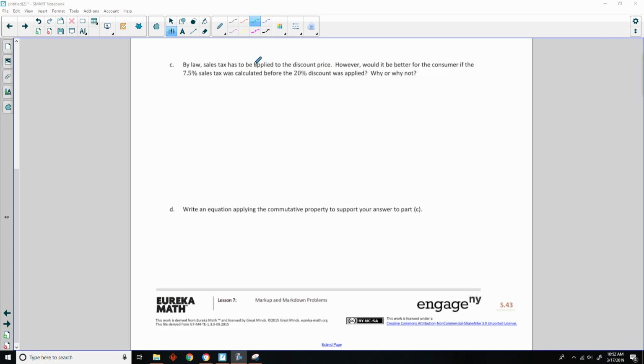Okay, part C says by law, sales tax has to be applied to the discount price. Uncle Sam needs to get his share. However, would it be better for the consumer if the 7.5% sales tax was calculated before the 20% discount was applied? Why or why not? Okay. So we can do two things. Apply tax first, or we can apply the discount first.